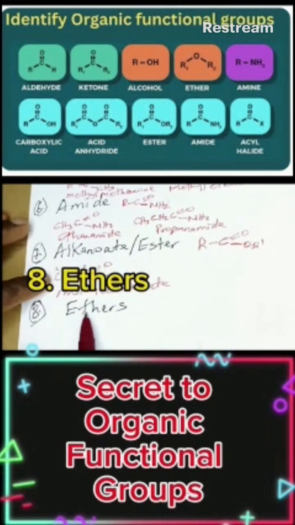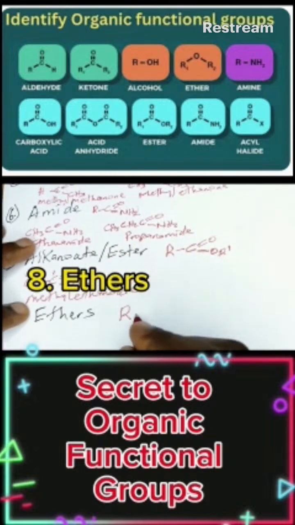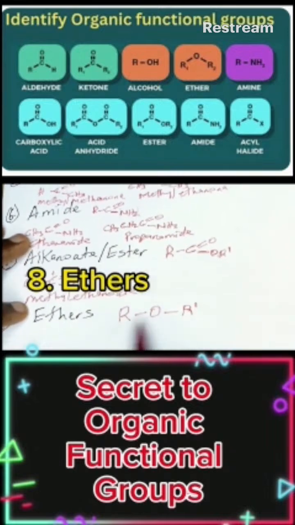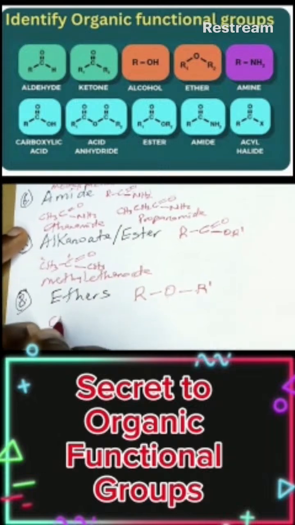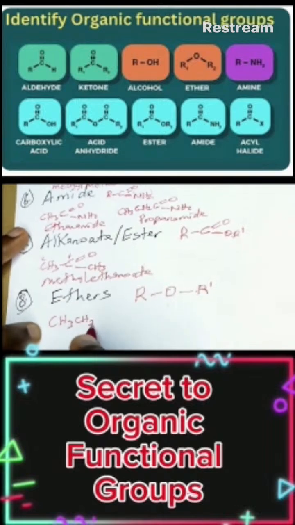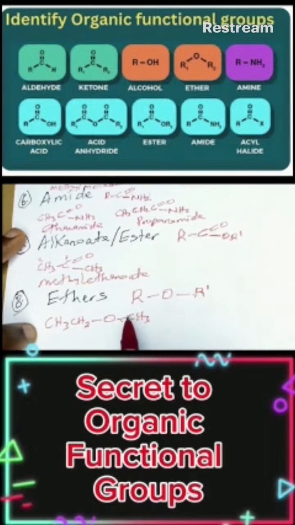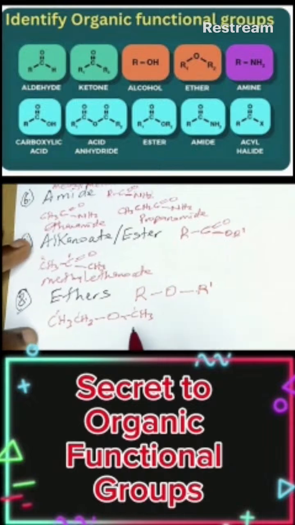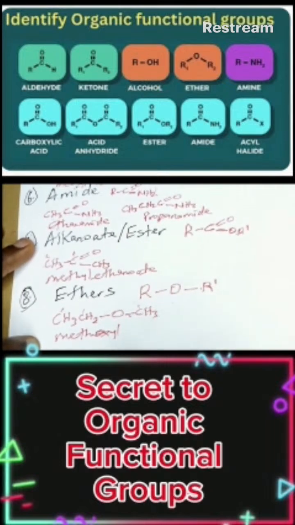This is now ethers. That's number 8. You are expected to have an alkyl group joined with O, joined with another alkyl group. Let me put prime here to show that they are not the same. So let's take, for example, CH3 CH2 joined with O, and you have CH3. This is the smallest carbon because it's just one. This one is 1, 2. So we start from there. How do we call it? It's called meth. Now we call it methoxyethane.